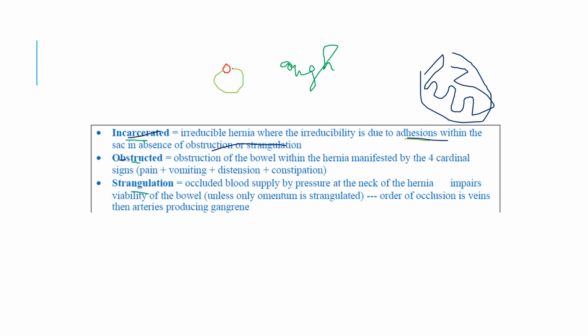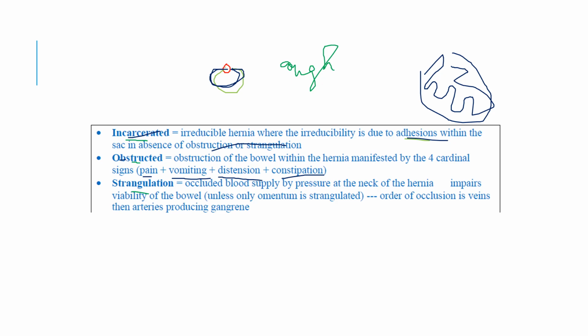Okay, what about obstructed? Obstruction in the bowel within the hernia by 4 cardinal signs, which is pain. Due to obstruction there is vomiting, and there is distension and constipation. So there is vomiting, there is constipation, there is distension and pain, because maybe the abdominal contents which have come out now cannot go back through that defect. That is obstructed hernia.